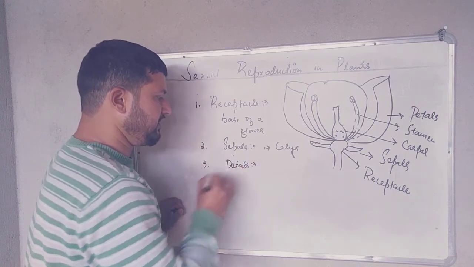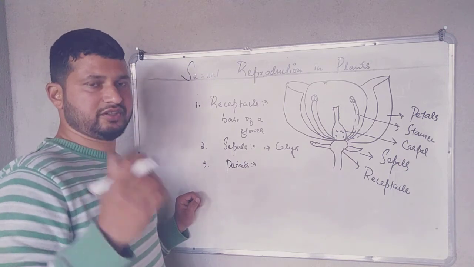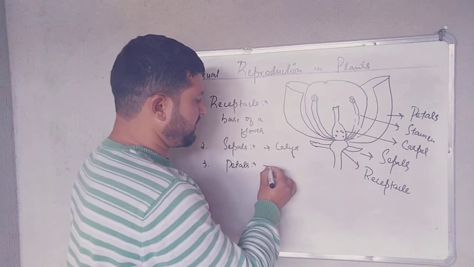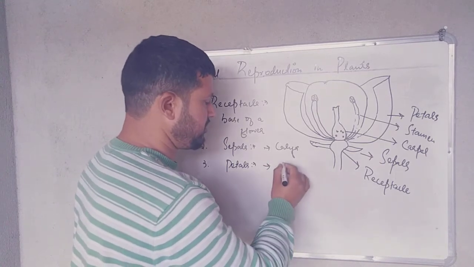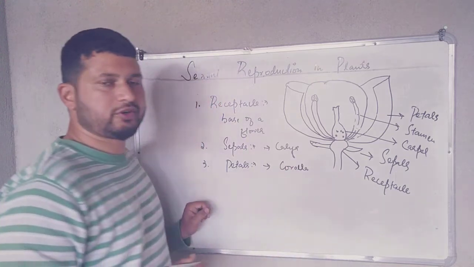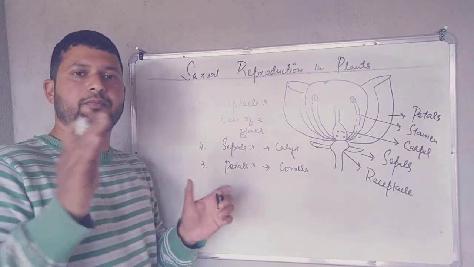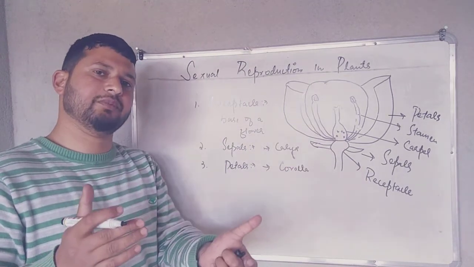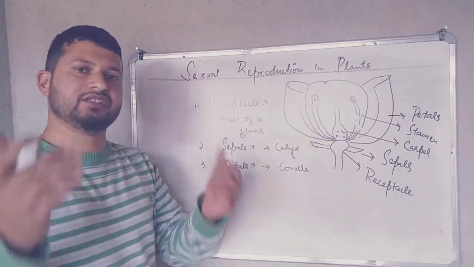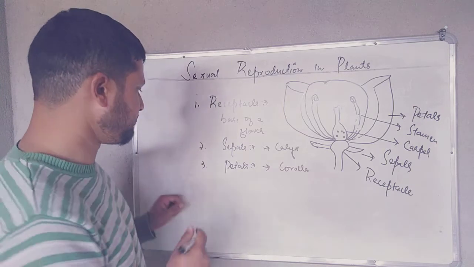Another part of the flower is the petals. These are the colored leaf-like structures, and these petals, when taken together, are known as the corolla. Their job is to attract the insects for pollination. That's the transfer of the male gametes to the female gametes, that we will discuss in a separate video.